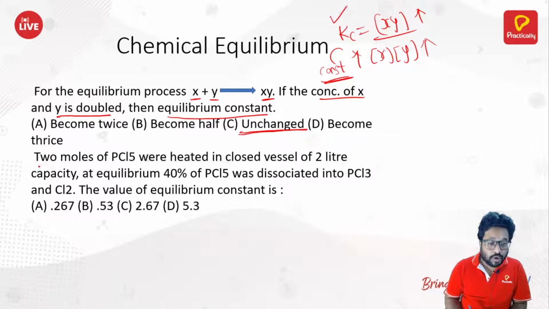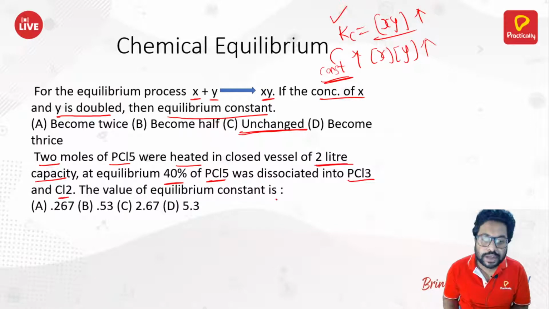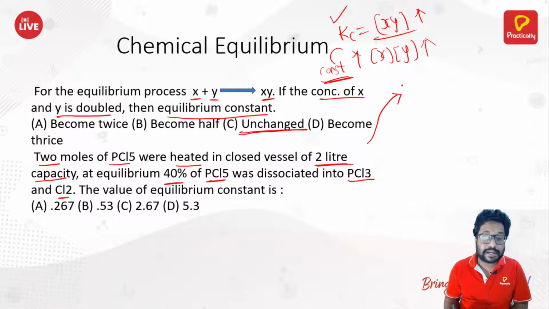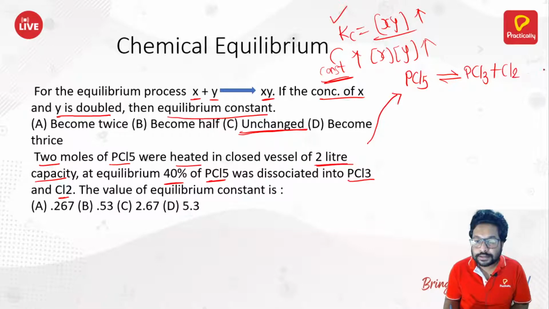Next, 2 moles of PCl5 were heated in a closed vessel of 2-liter capacity. At equilibrium, 40% of PCl5 was dissociated into PCl3 and Cl2. The value of equilibrium constant is. How can we solve this? This PCl5 question you will see appearing so many times in so many questions, because it is one of the most celebrated reactions. So PCl5 is dissociating. The reaction is reversible, obviously, to give us PCl3 plus Cl2.